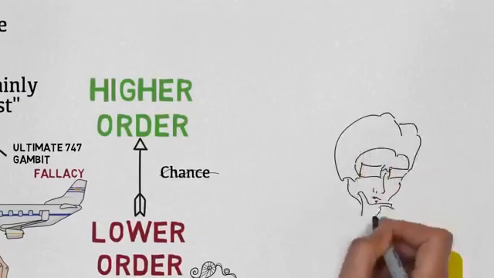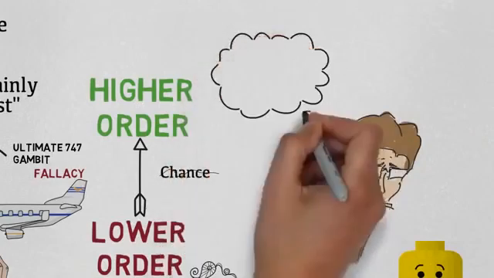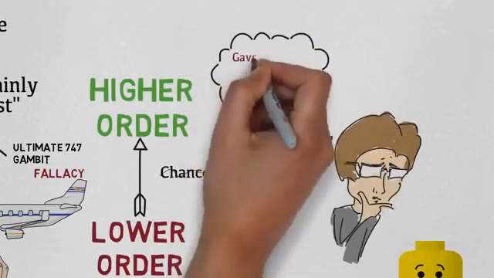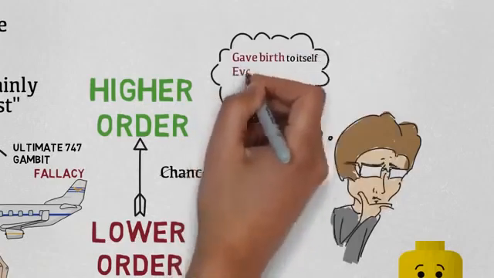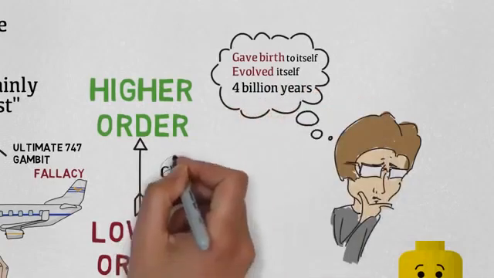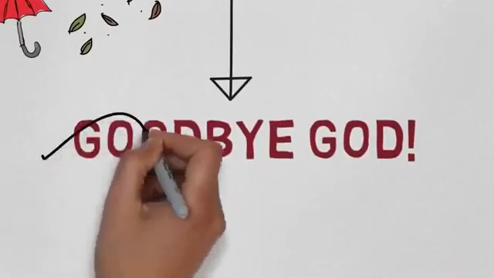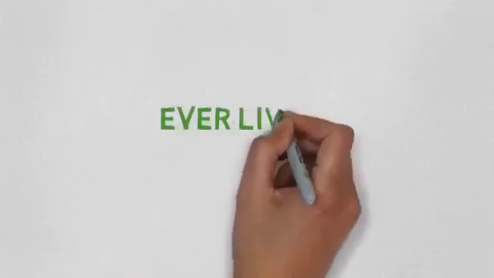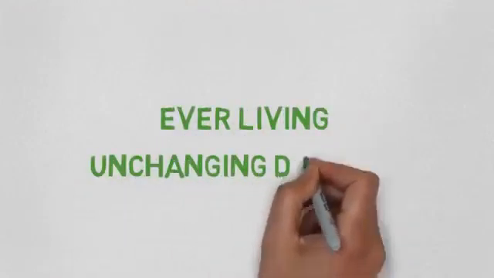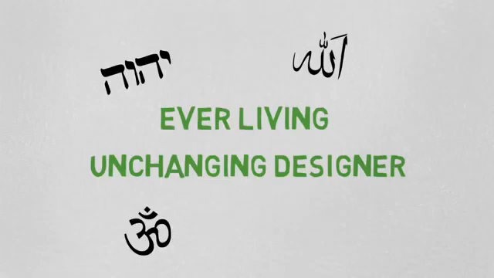Get rid of such an eternal, conscious designer, and you are left with only one alternative: that the universe, with all of its order, spontaneously came into existence, that life gave birth to itself, and then evolved itself over 4 billion years into conscious human beings purely by chance. An irrational and unsatisfying position indeed. The only true solution is to find an ever-living and unchanging designer. Call this being whatever you want: Yahweh, Allah, Bhagwan, or simply God. This is the Creator to whom both reason and revelation call.